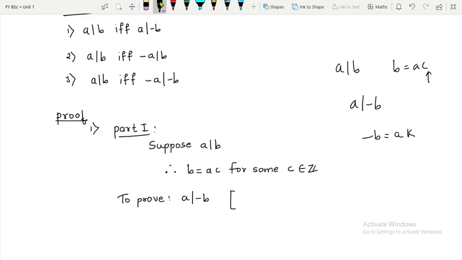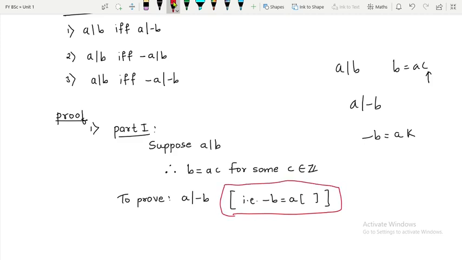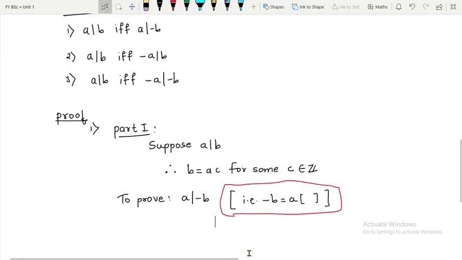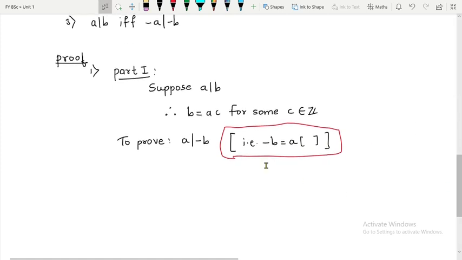Therefore, in order to prove a divides minus b, what we have to prove is that minus b is equal to a multiplied by some integer. That is what we have to prove. I have written it simply for understanding purposes; later on we are going to erase it. So the question is how to prove minus b is equal to a multiplied by some integer. Obviously we have to use this fact, but on the left hand side you have b, and I want minus b over here. So what should I do? Can anyone think of it?